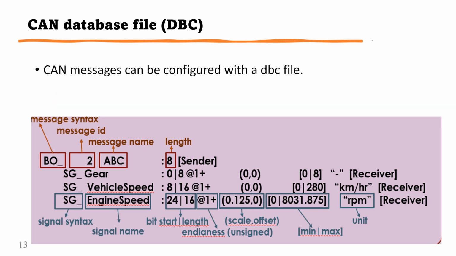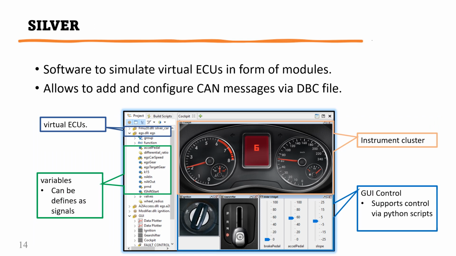CAN messages can be configured with a DBC file, which is a CAN database file. Moreover, a CAN message can have multiple signals as received from multiple ECUs. Silver is a software to simulate virtual ECUs in the form of modules.